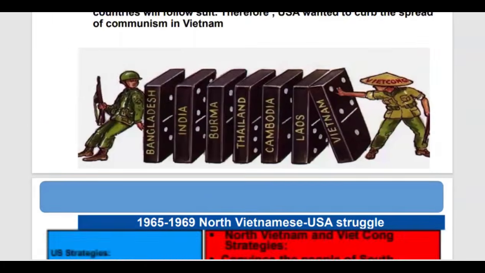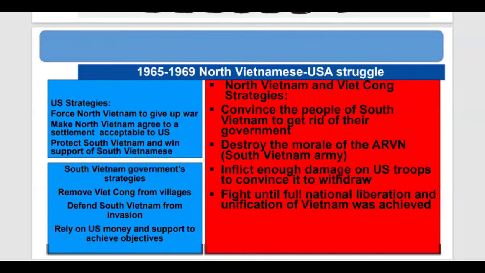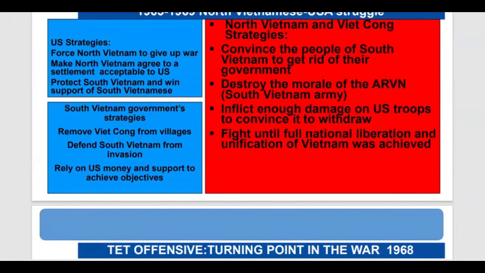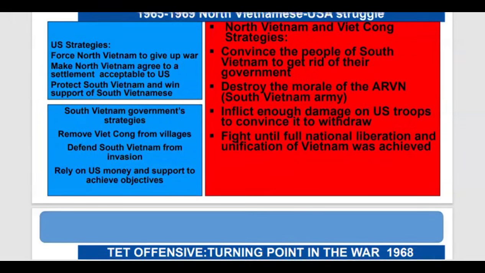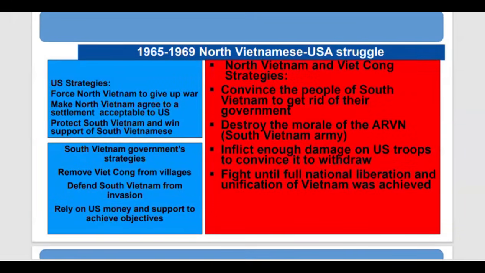in Southeast Asia. This one here is just a summary of some of the US strategies. It forced North Vietnam to give up war, make North Vietnam agree to a settlement acceptable to the US, protect South Vietnam, and win support of the South Vietnamese. We're going to look at those strategies in detail. We are now going into the real struggle between the North Vietnamese and the USA.